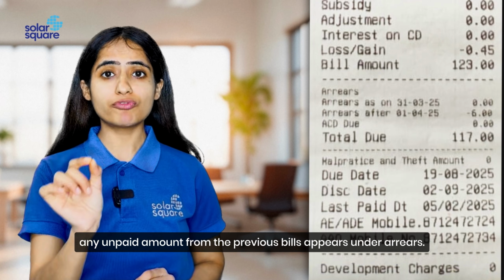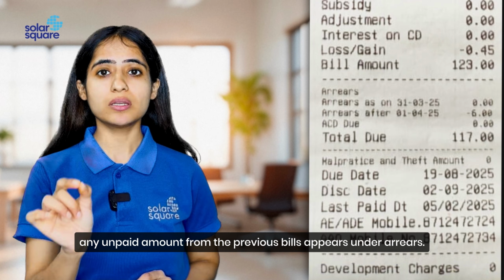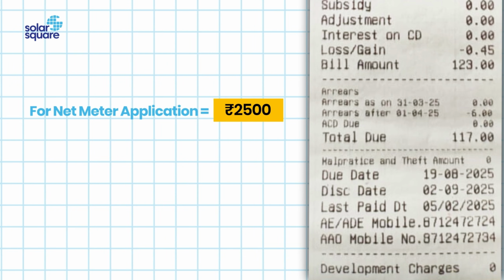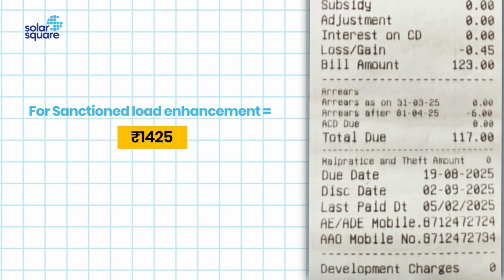Any unpaid amount from the previous bills appears under arrears. If you see an increase of around 2500 rupees in your electricity bill, it usually indicates that the cost of the net meter is added to your bill. This is for residential customers where net meter application has been done through PM Surya Ghar portal. If you have requested a sanction load enhancement, it is charged at 1425 rupees per kilowatt, which again is added to your bill. This again applies when the application for the same has been done through PM Surya Ghar portal.